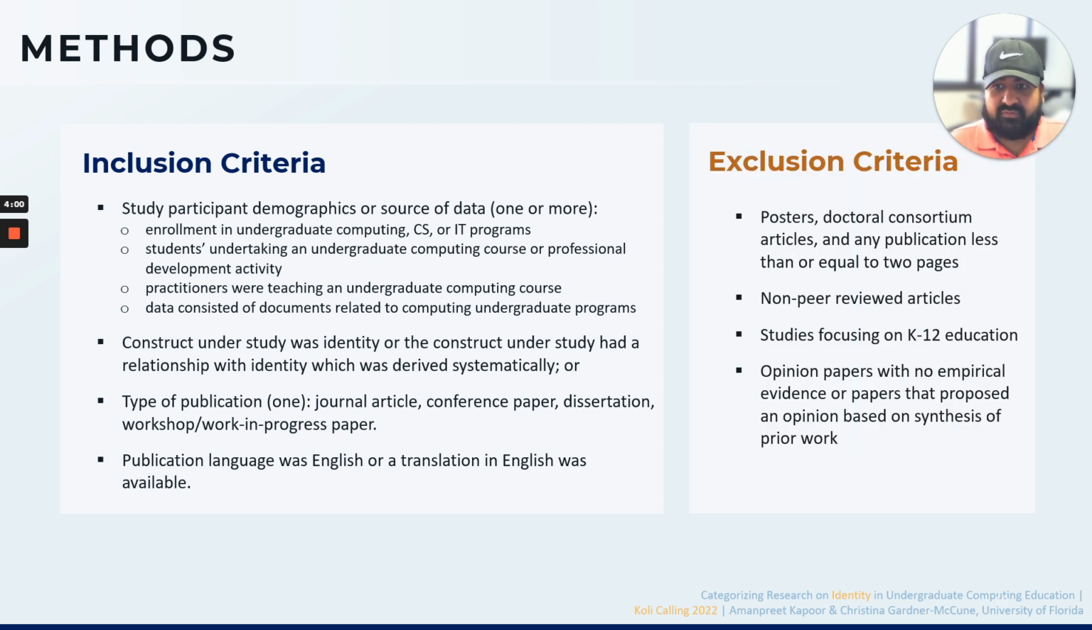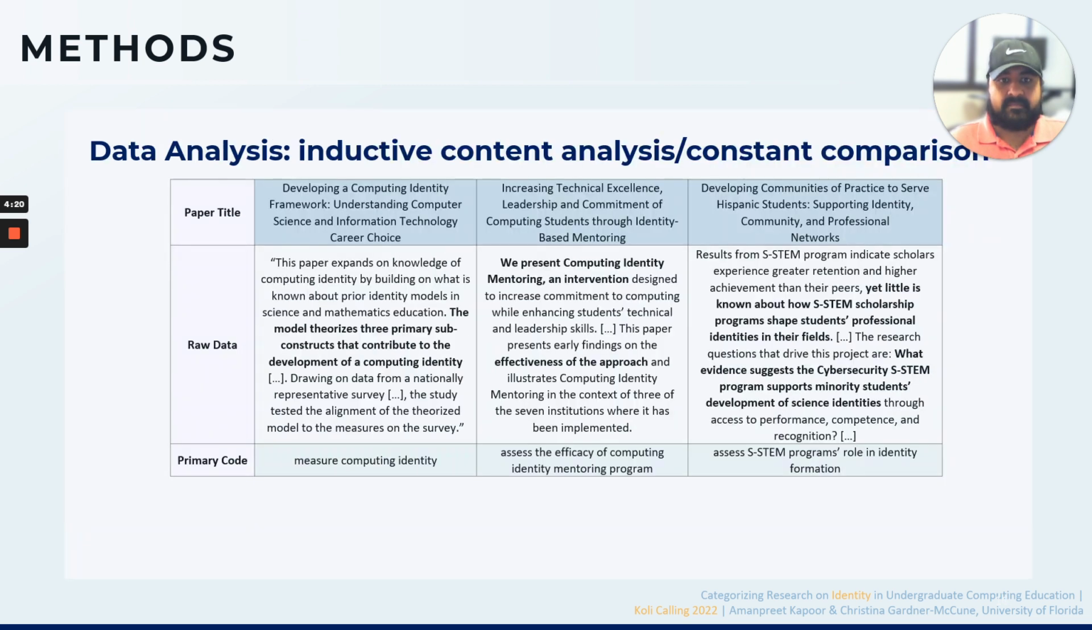The papers that were excluded included posters, doctoral consortiums, or any publications that were less than or equal to 2 pages. We also excluded non-peer reviewed articles or studies focused on K-12. And finally, any opinion paper with no empirical evidence was also excluded.